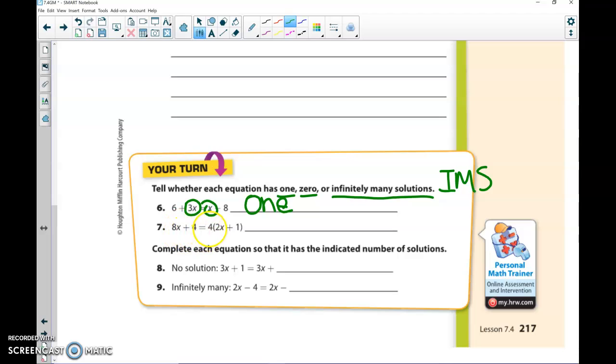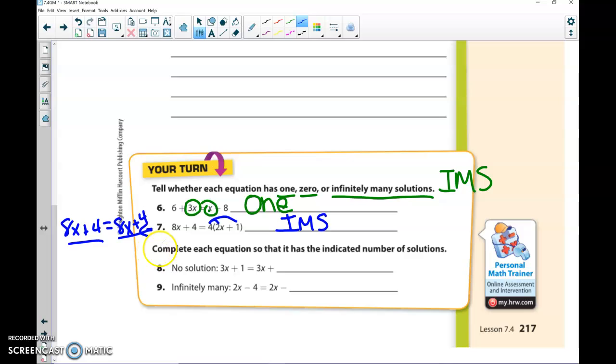Okay. Second one, they try to trick you because there's some distributing to go on here. So let me do some work over here. So I get 8x plus 4 equals, and then after I distribute this, 4 times 2 is 8. So 8x, 4 times 1 is 4. So I end up with 8x plus 4 again. So 8x plus 4 equals 8x plus 4. They are exactly the same. So it ends up being infinitely many solutions.